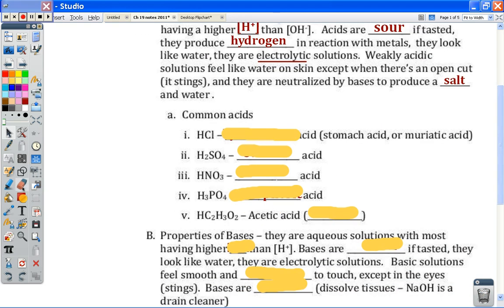Some common acids that we find are hydrochloric acid, HCl, also known as stomach acid or muriatic acid, or pool acid. This is the kind of acid that you put into your swimming pool if you mix the chemicals in your own pool. H2SO4 is called sulfuric acid. HNO3 is nitric acid. That was on your review sheet. H3PO4 is phosphoric acid. And C2H3O2 is acetic acid, also known as vinegar.